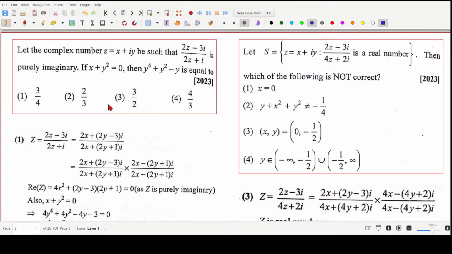Sir, yes ma'am. Got it? Sir, can you show the part? Yes, sir.